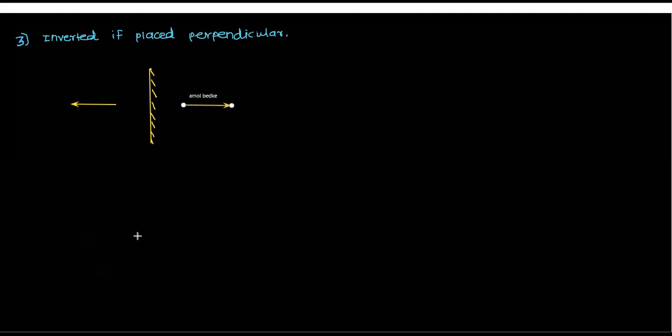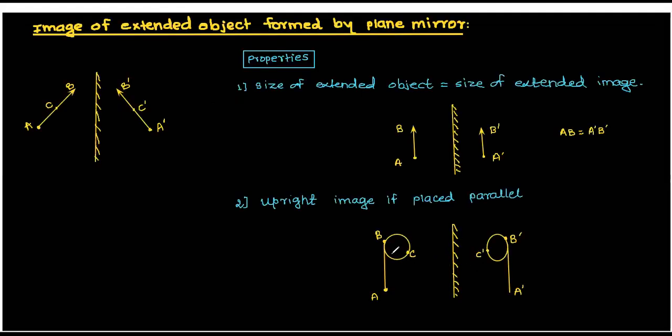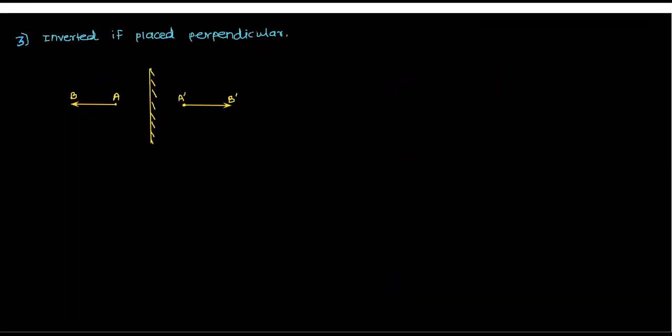How will you get the image? Something like this. So this is A. This one is B. And its image you are getting now, this time this is A dash and this one is B dash. Its image is inverted, like this. Upright means what? We have seen this. Here this is placed parallel, so P will become Q. And here this is perpendicular, then you will get an image like this. These are the properties of these images.